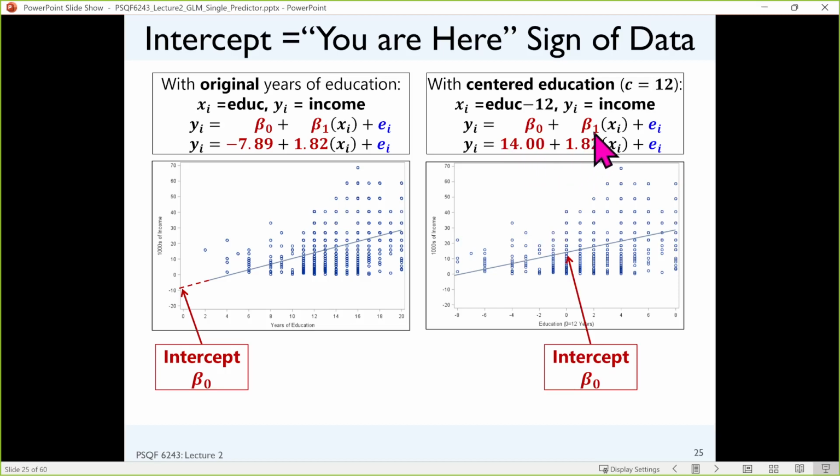And beta 1, what's that thing called? Looking for a 5-letter word starts with S.